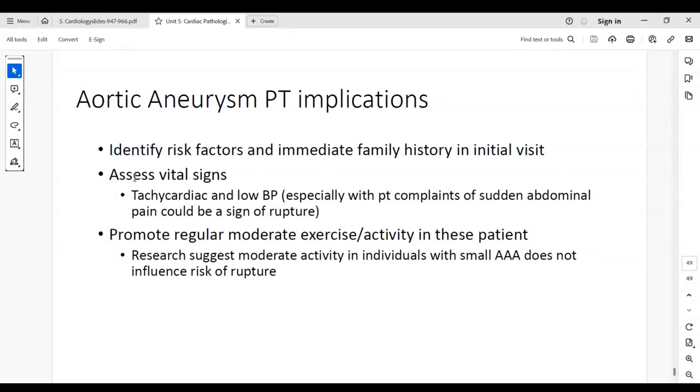Promote regular moderate exercise activity in these patients. Research suggests that moderate activity in individuals with a small abdominal aortic aneurysm does not influence the risk of rupture. So that's it for the aortic aneurysm.